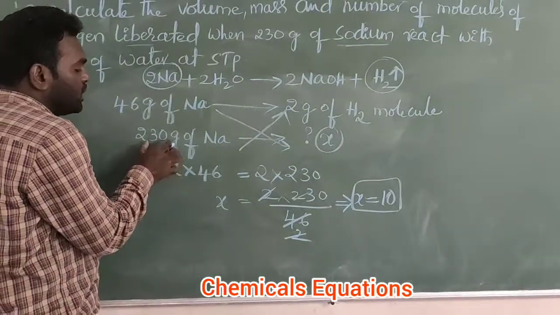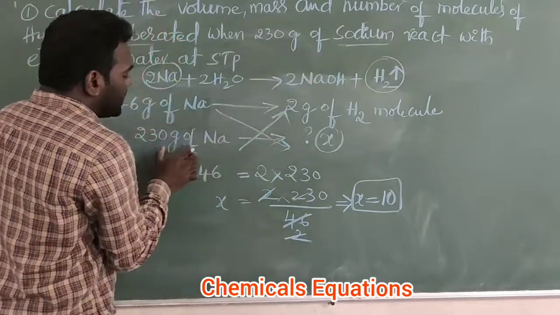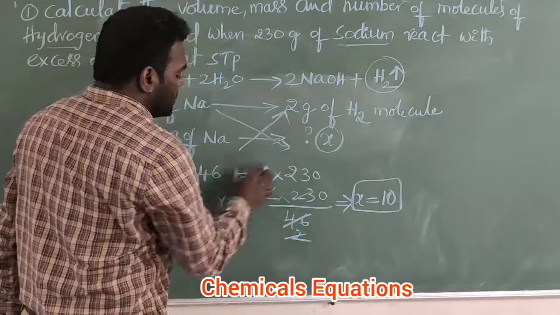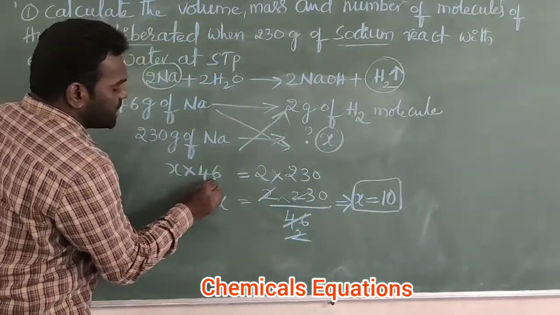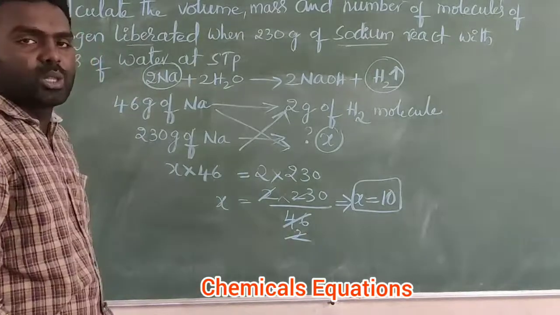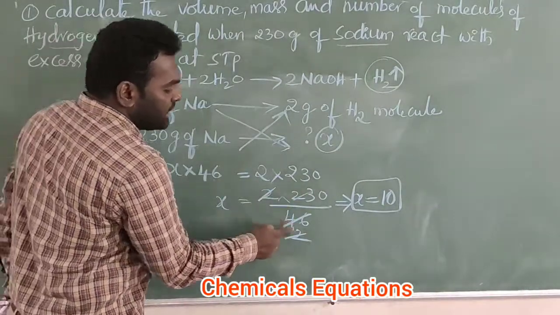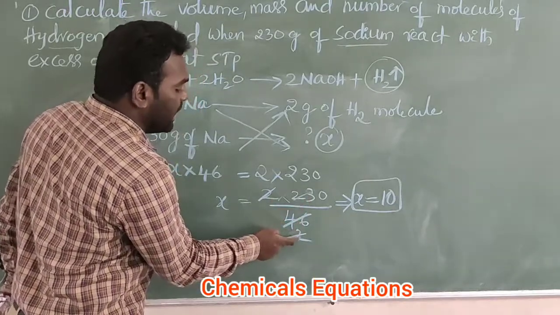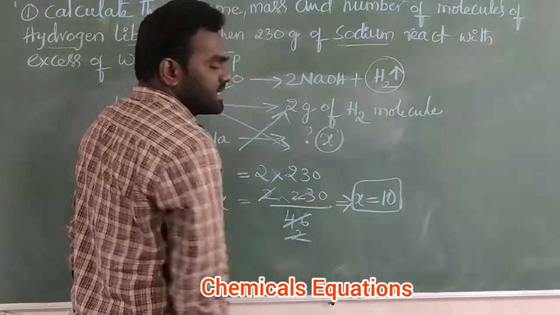Then here you will see 230 grams of sodium. In our question they have given 230 grams of sodium. That 230 grams of sodium gives rise to how much weight of hydrogen? So here you take this one as unknown x. So x into 46 is equal to 2 into 230, and then x is equal to 2 into 230 by 46. Then here 23 is cancelled 2 times by the 46. Then this 2 is cancelled by the 1 time. So the total value is x is equal to 10.